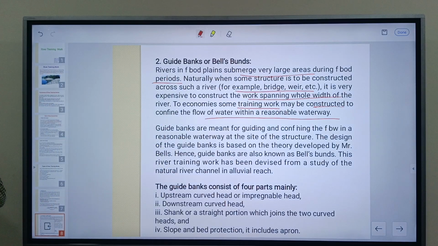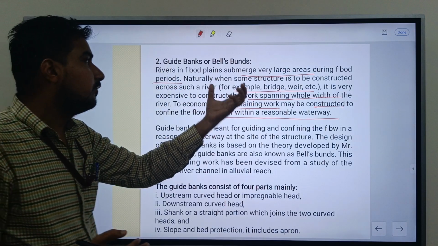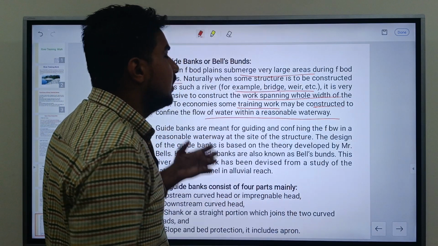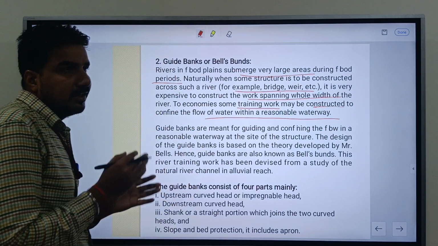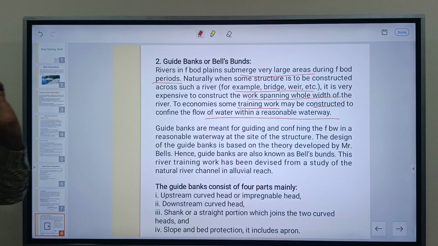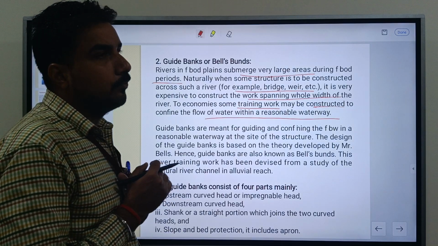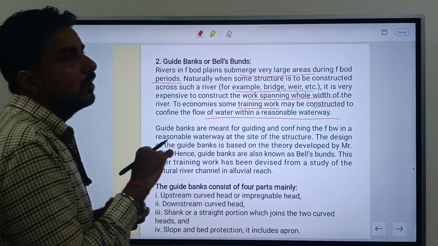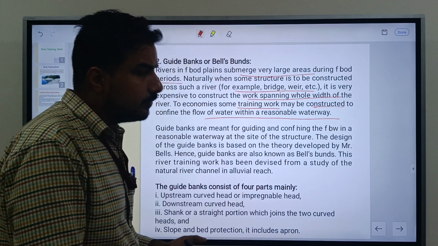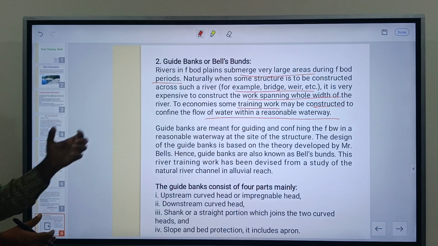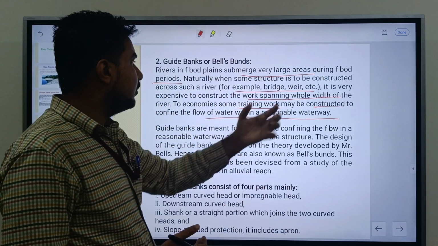Means it is not necessary to build a very big span over the whole river for the bridge. If we use river training work at that particular point, for the economic point of view and to fulfill our requirement, it will be very economical, and it will also be very helpful to construct a bridge or pier.